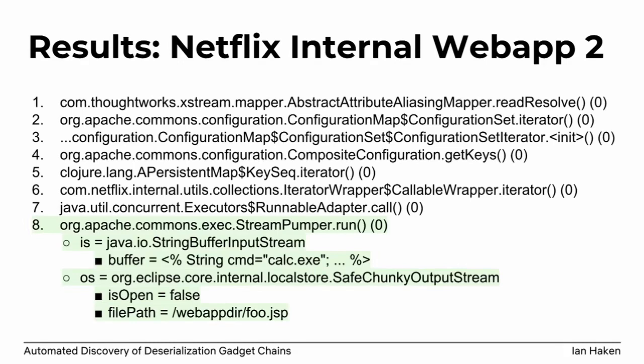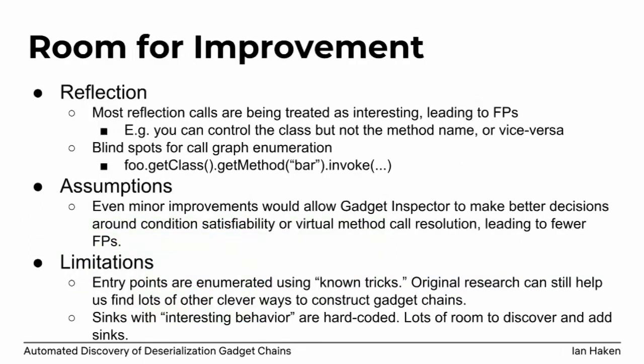And so that's amazing. This thing was able to tell us in the course of a few minutes that there was an RCE gadget chain in this app. So that is a huge win. So there's lots of room for improvement with this tool. It chokes on reflection a little bit. I talked about the assumptions that it makes. I talked about the limitations that exist with knowing about different sources and different sinks.